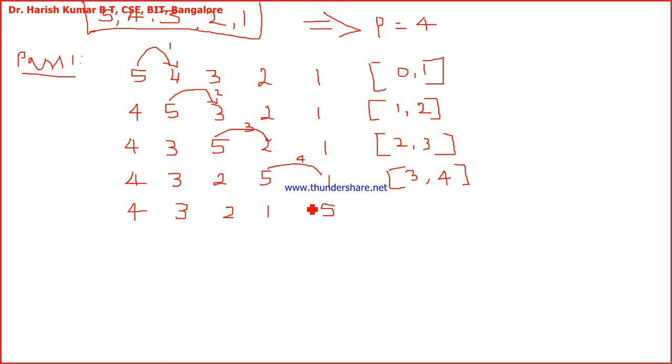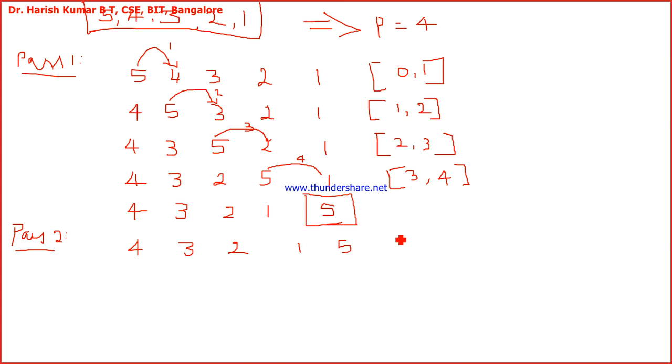So now we have completed pass 1, and the highest element has taken its position. So this is the end of pass 1. Now pass 2. Let me write this: 4 3 2 1 and 5.